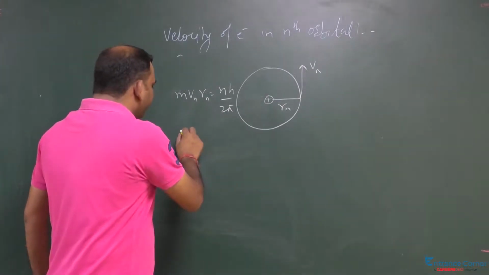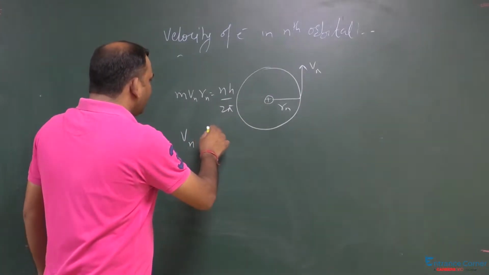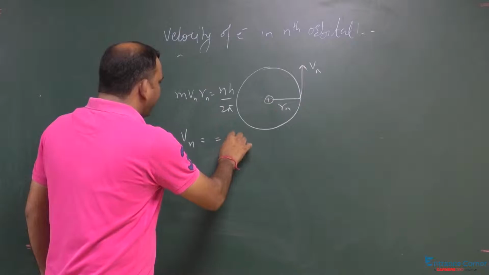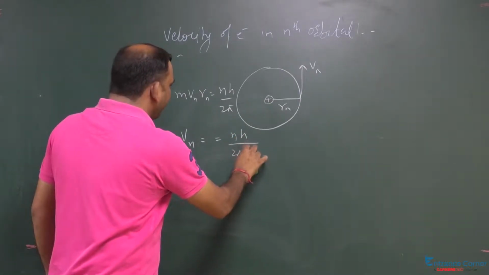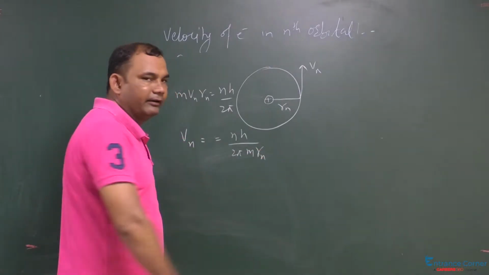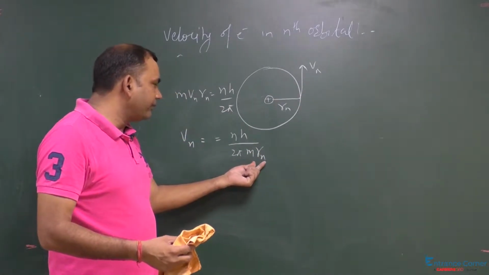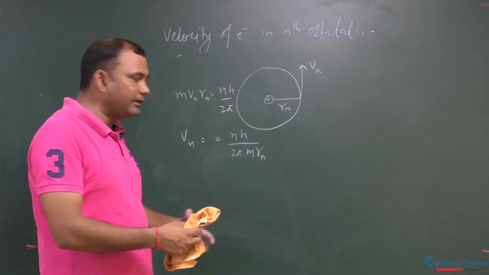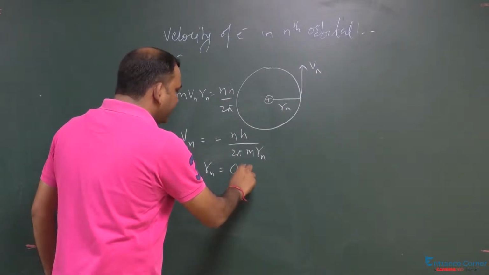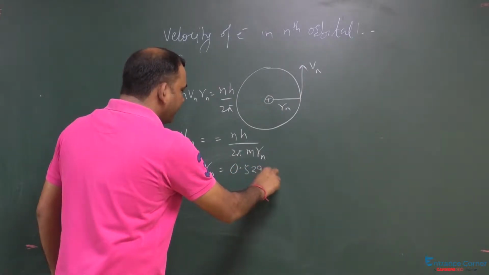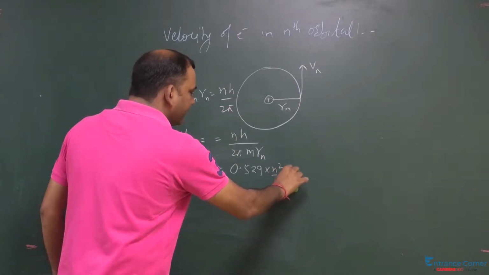So, what is the Vn? From there, Vn must be equal to nh upon 2 pi m into Rn. Now, we already calculated the value of Rn, and Rn is equal to 0.529 into n square by Z angstrom.